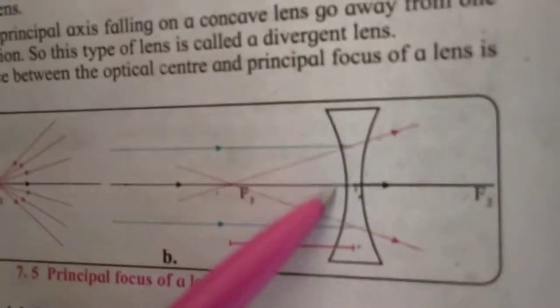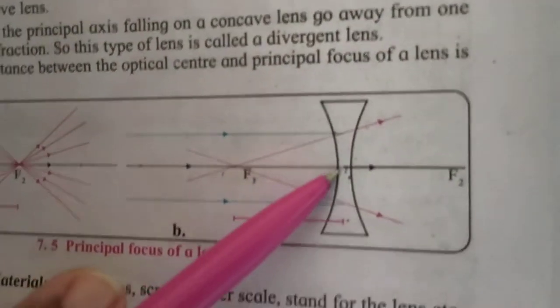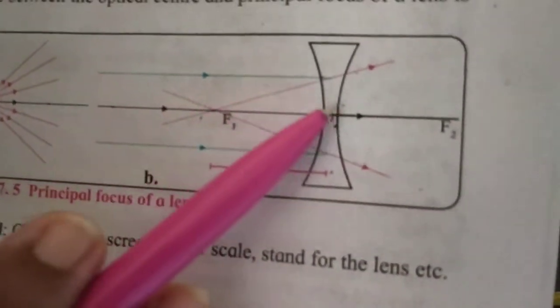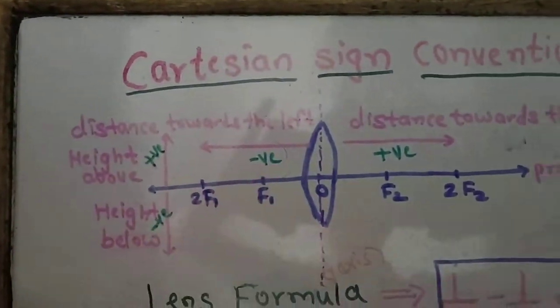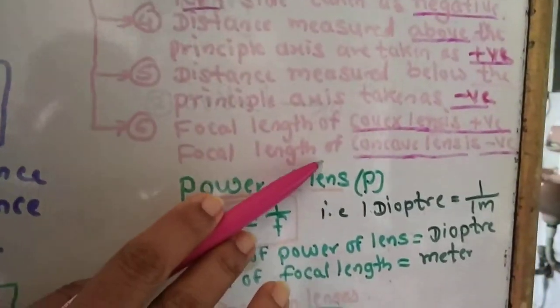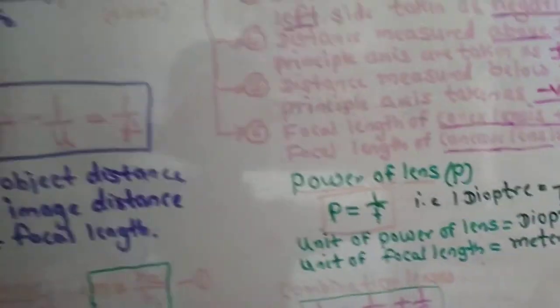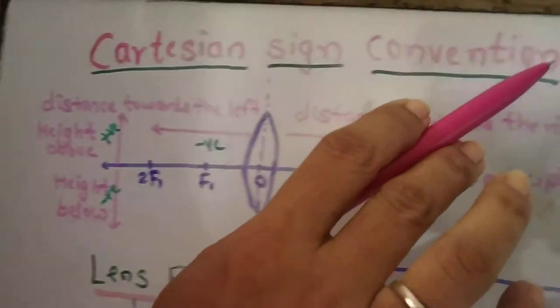See this. This is a convex lens. This is a concave lens. Let's take the concave lens. The principal focus is on the left side of the lens. The distance to the left side is taken as negative. That's why the focal length of a concave lens is negative. Okay, this is the Cartesian sign convention.